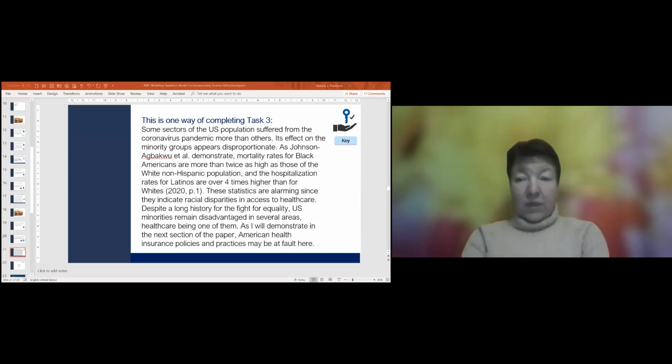What I recommend is to use connectors such as therefore, thus, because of that, and similar. But I do not recommend using "my opinion is" or "in my opinion." Not because there's anything wrong with those phrases. They're perfectly great, perfectly fine.